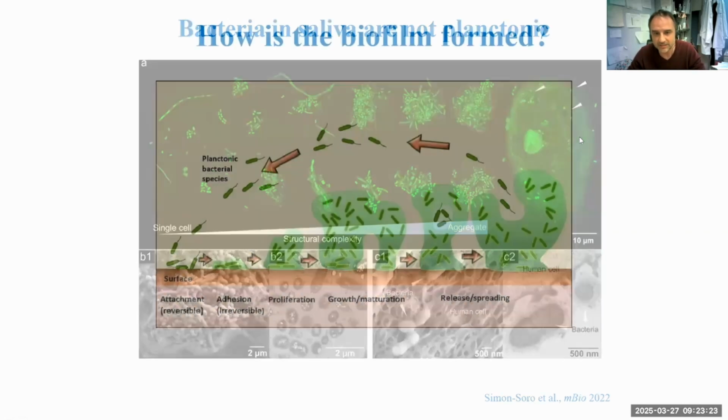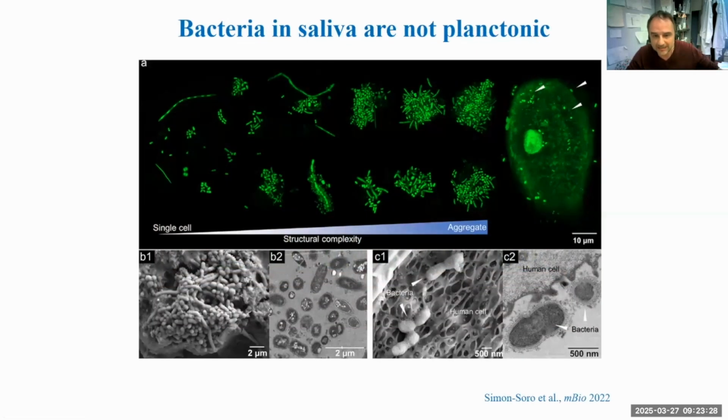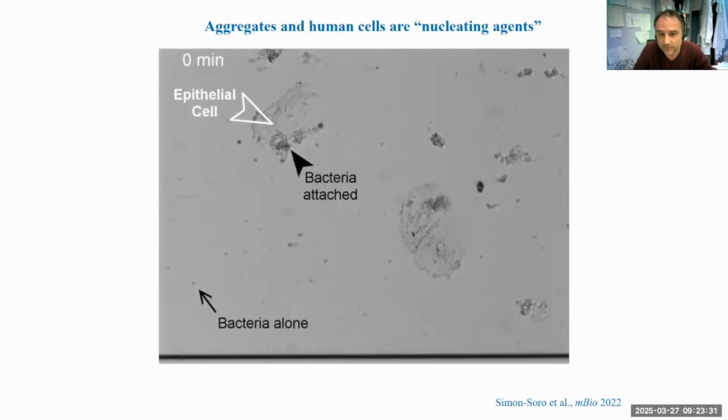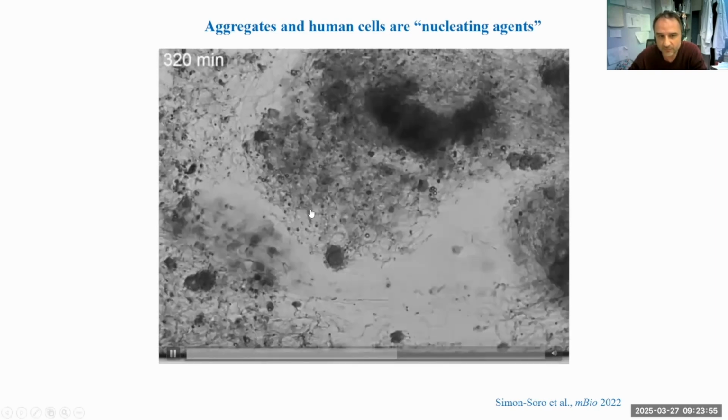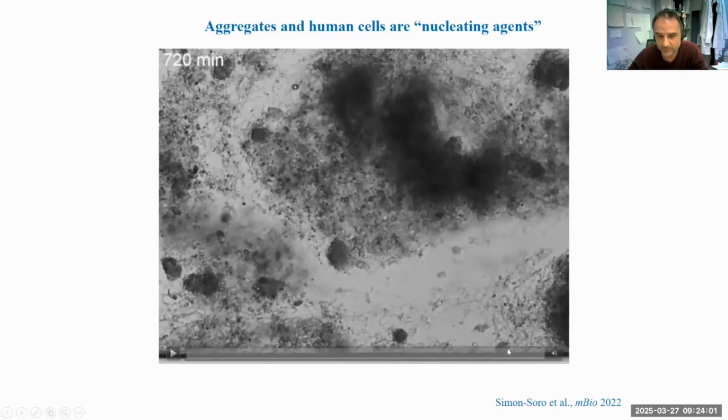So again, this image that we have here is not true either. We see actually that we have aggregates that should attach to the surface. And is this important? What happens then? How does the biofilm grow? Well, when we use this Bioflux system, which is a microfluidic system where we can have the saliva passing through to a microscope to which we have applied a camera, we can see how this moves. And you're going to see that the bacteria which are alone do not grow, whereas the bacteria which are forming part of an aggregate are the ones that actually form most of the biofilm.